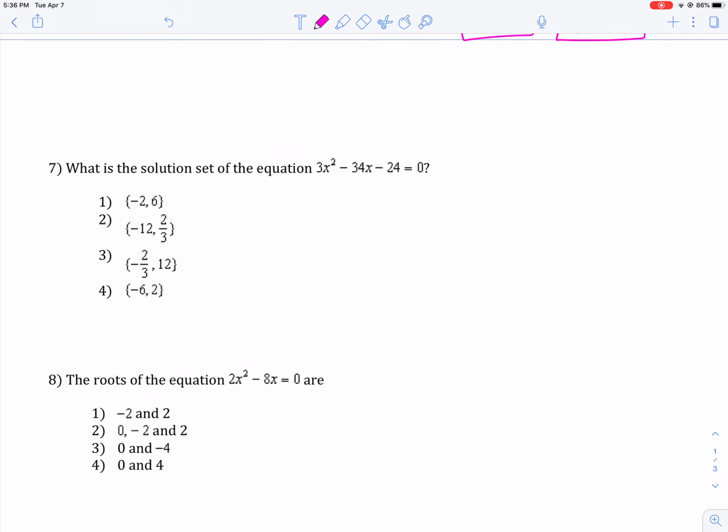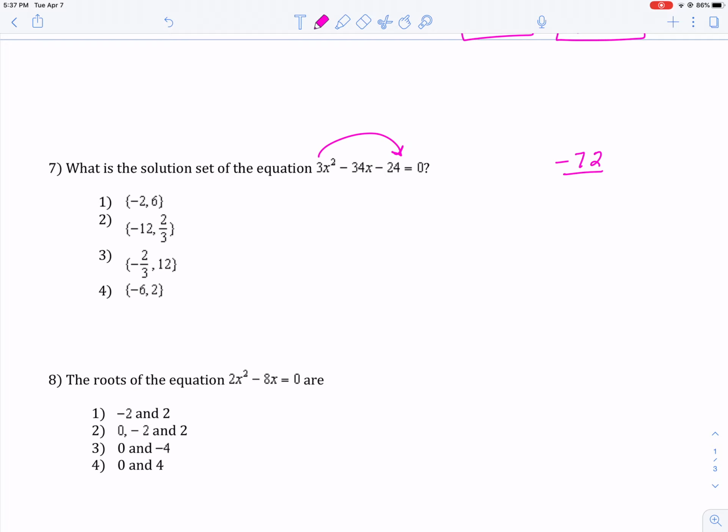It's a little bit more difficult. Okay, so look at this next question. A lot of kids are going to want to immediately multiply 3 times negative 24 because that 3 is potentially a GCF. Is it a GCF? No. Does 3 go into 34? No. So there really is no GCF. Actually, you have to multiply 3 times negative 24, okay? So 3 times negative 24 is going to be negative 72 off to the side. Negative 72 off to the side.